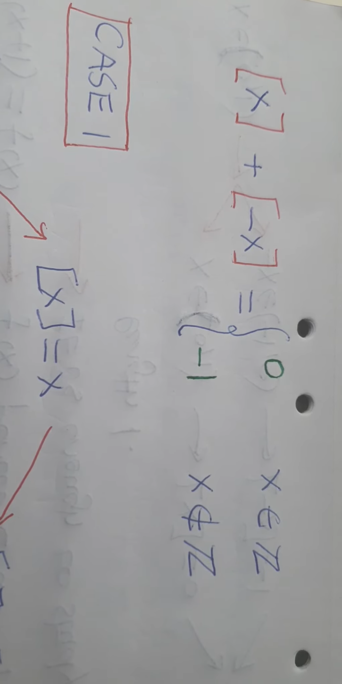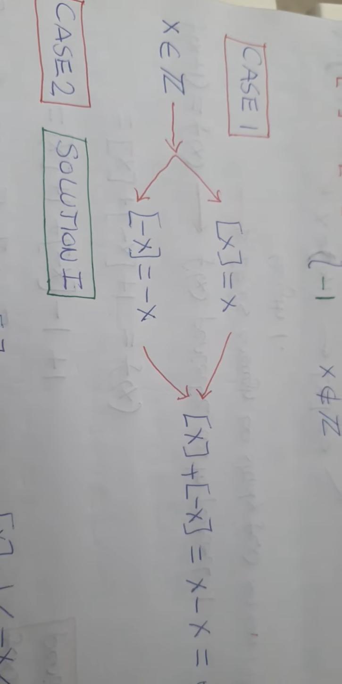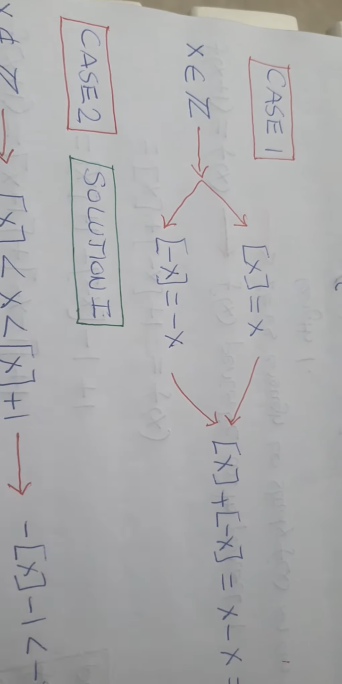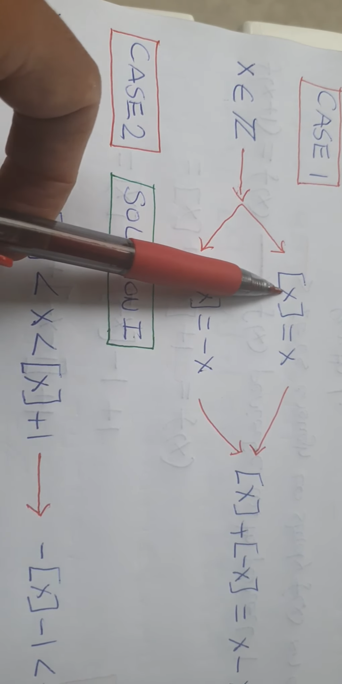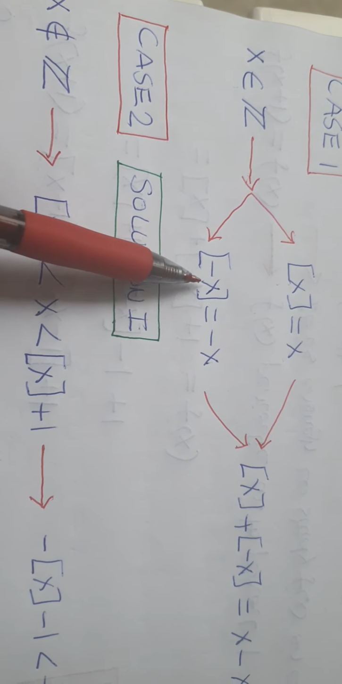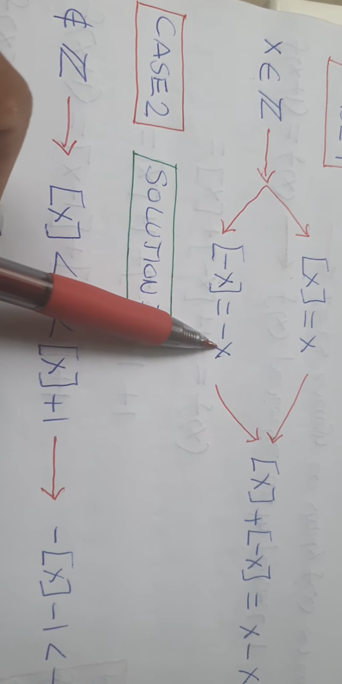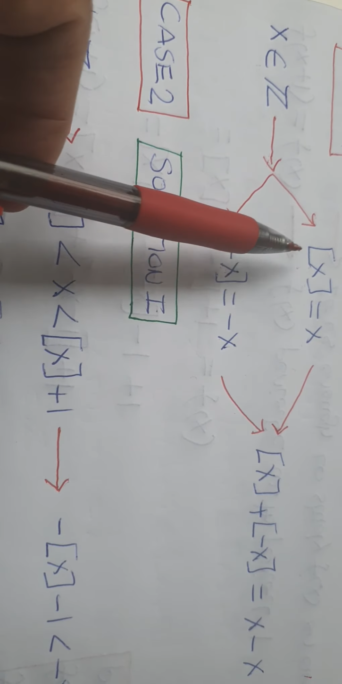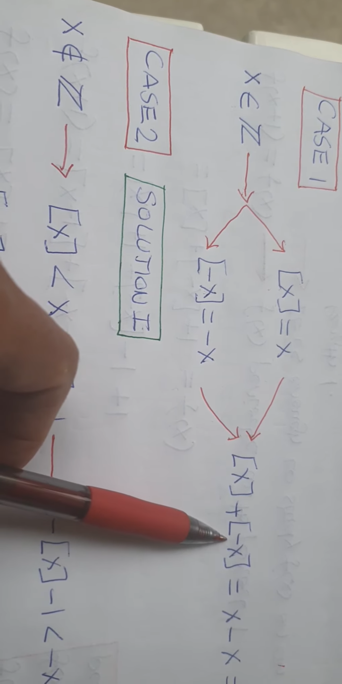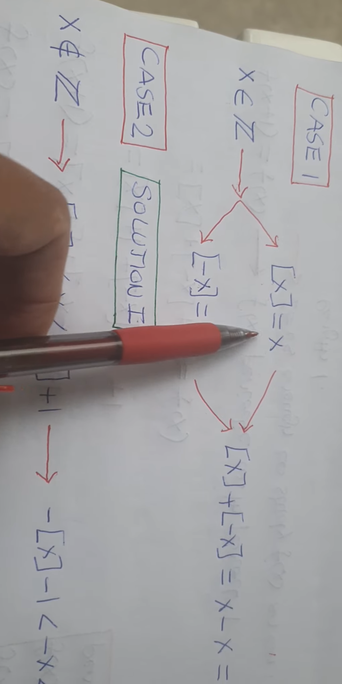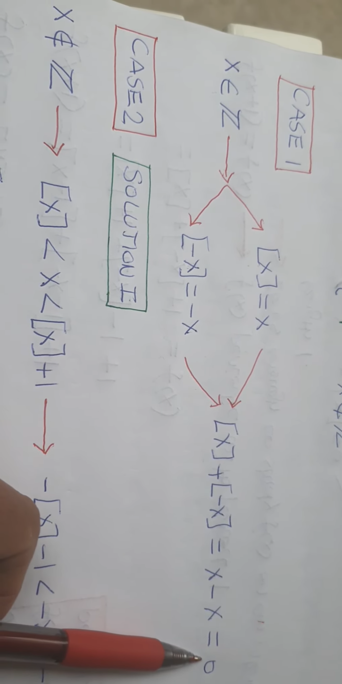So we will try first the case where x is an integer. So case 1. If x is an integer, then the integer part of x is x itself. And since x is an integer, then minus x is also an integer, and the integer part of minus x is still minus x. By adding those two up, we get the integer part of x plus the integer part of minus x is equal to x plus minus x, which is x minus x, which is 0. So case 1 is proved.